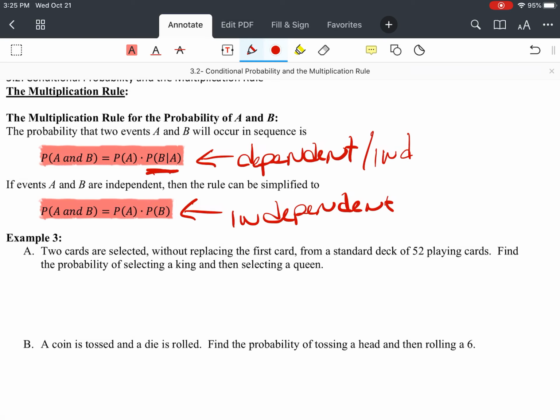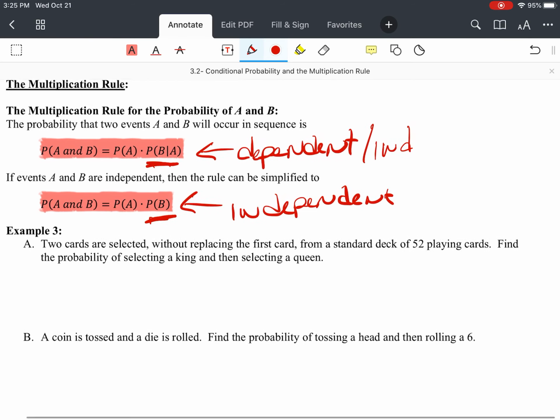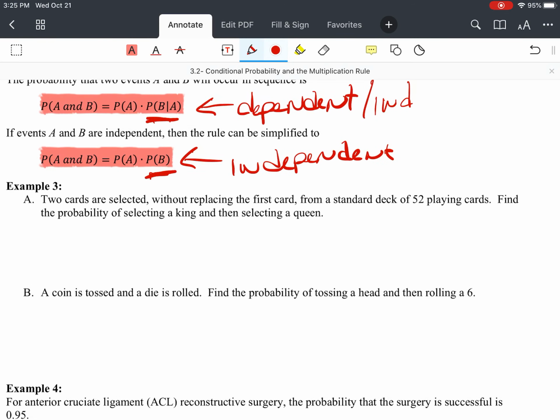Okay, so we can use the top one for either one, but if we know that they're independent, we can simply use the second one. So let's go ahead and do an example of this.